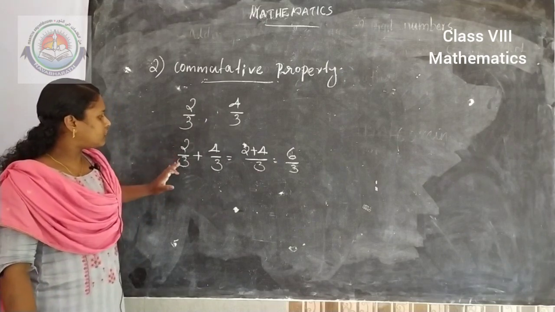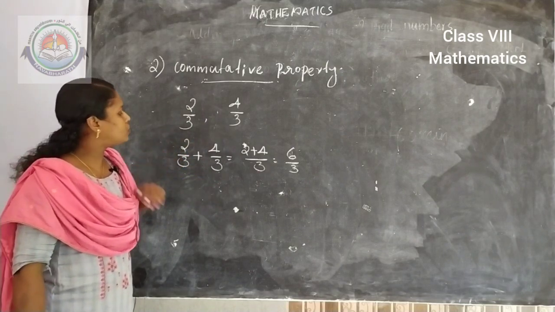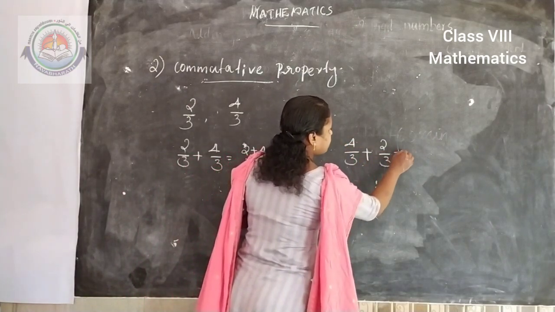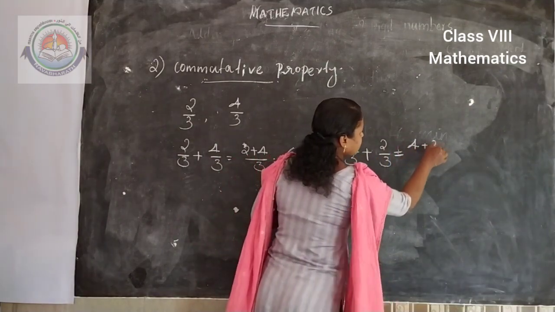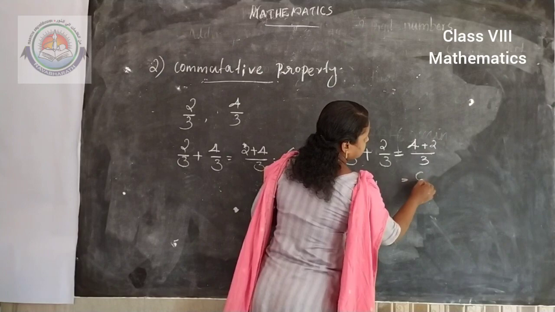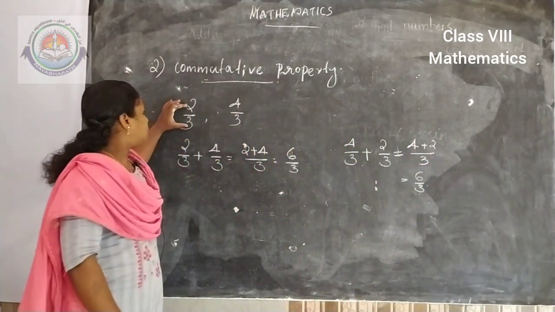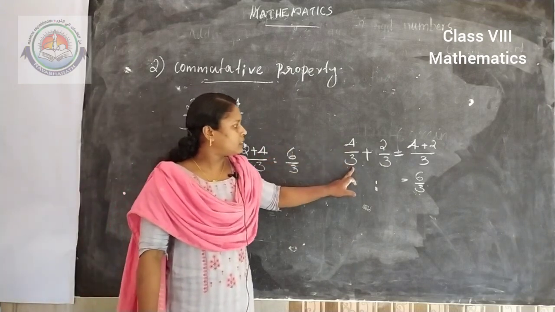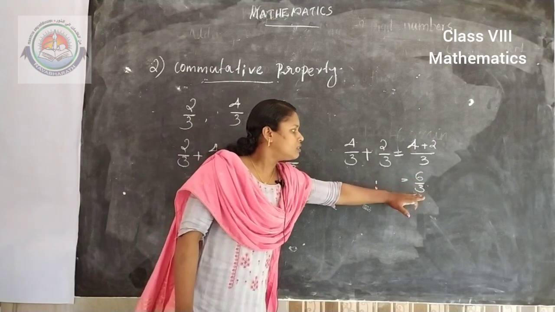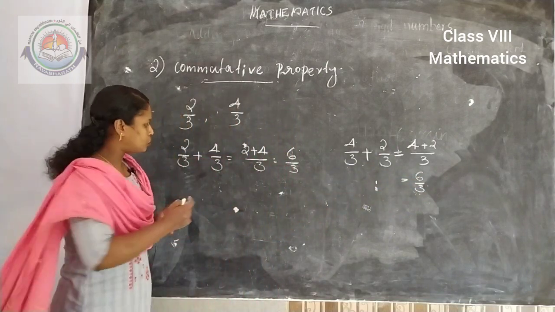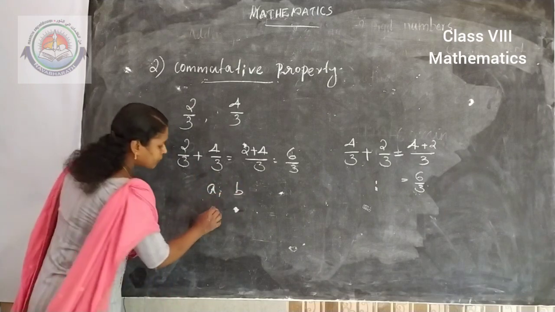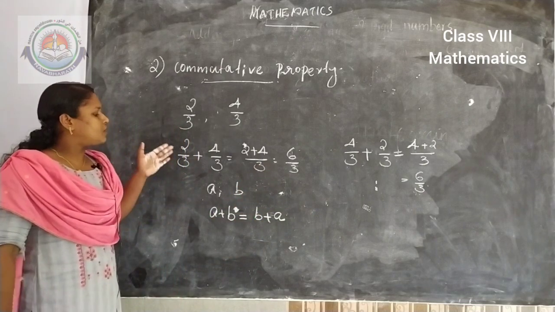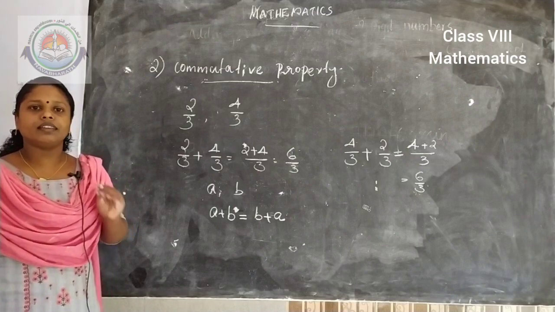Here we added 2 by 3 plus 4 by 3. And what about 4 by 3 plus 2 by 3? 4 by 3 plus 2 by 3 is equal to 4 plus 2 by 3, that is 6 by 3. That is 2 by 3 plus 4 by 3 equal to 6 by 3, and also 4 by 3 plus 2 by 3 also equal to 6 by 3. That is, if we have two rational numbers A and B, A plus B is equal to B plus A. That is, we can add two rational numbers in any order.